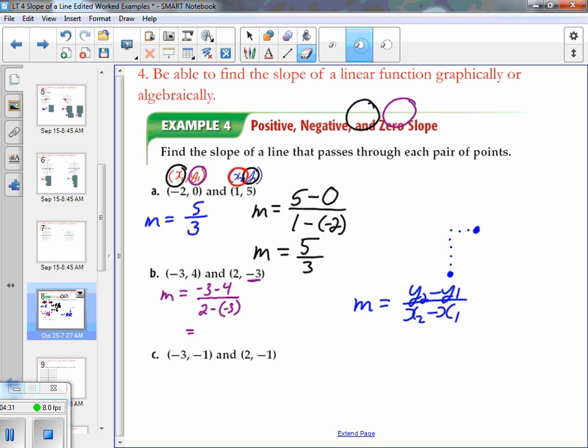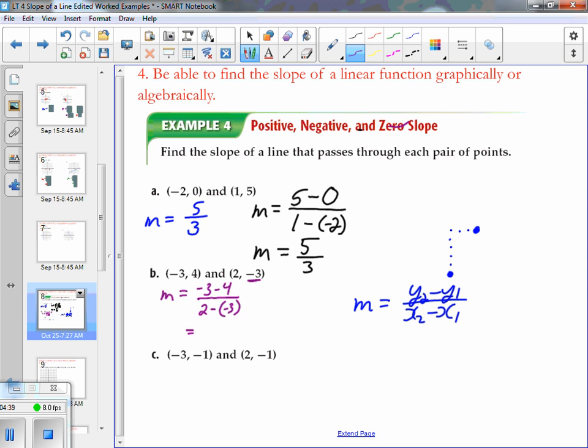And sometimes it's one step of simplifying. Every now and then it's 2 steps of simplifying. This time, let's see what it'll be. Negative 3 minus 4 is negative 7. And then 2 minus negative 3, that means 2 plus 3, so that's 5. And again, if you write it with the negative 7 over a positive 5, I'll take it. But really, negative 7/5 is a slightly better answer. B make sense?